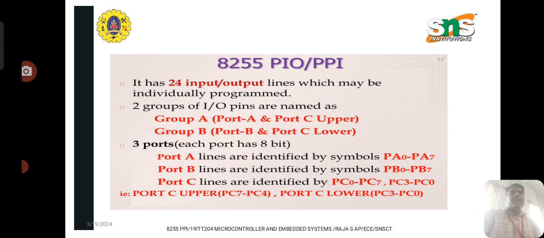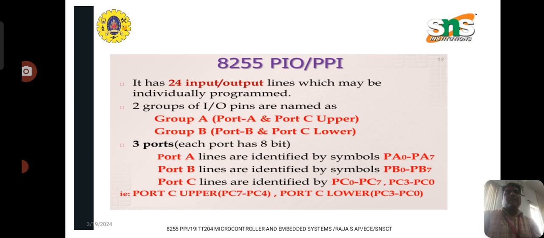The 8255 programmable peripheral interface consists of 24 input-output lines which may be individually programmed. The two groups of input-outputs are named Group A, which is the combination of Port A fully and Port C upper part, and Group B, which has Port B fully and Port C lower part.